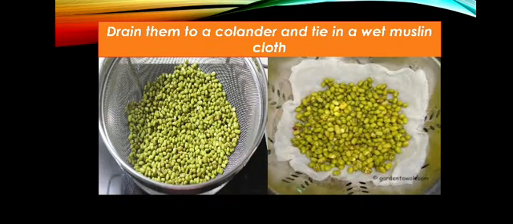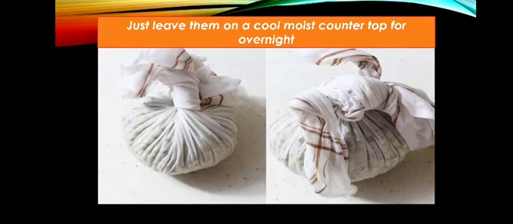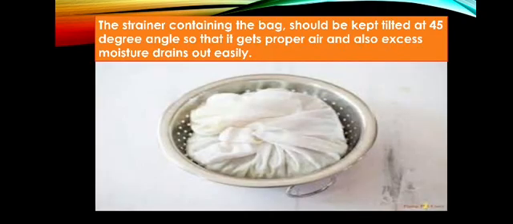After soaking, the pulses are drained and tied in a wet muslin cloth. It must be wet to improve the moisture availability for the seeds to germinate. Then the cloth is kept on a tabletop where there is a humid, cool condition. Most probably it is kept in a strainer and tilted at a 45-degree angle so that it gets proper air and excess moisture is drained out, which supports the sprouting process.